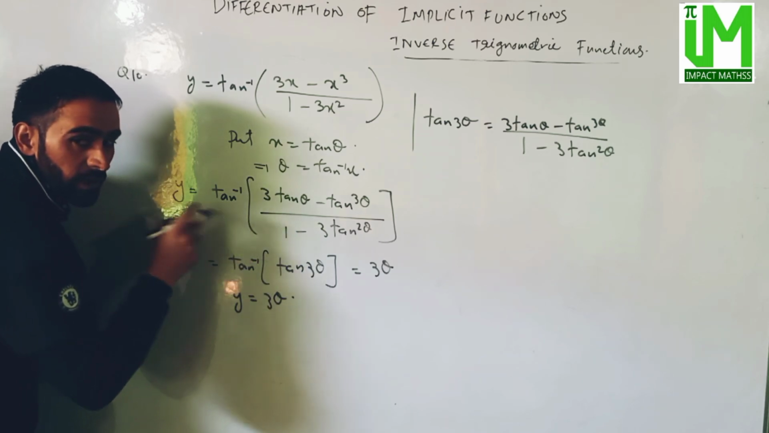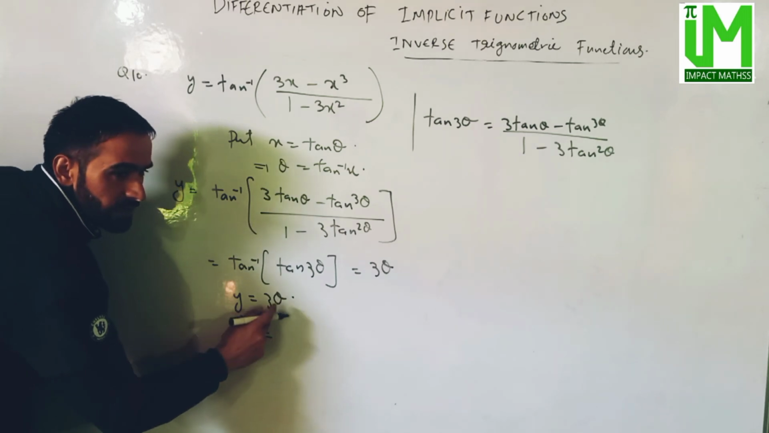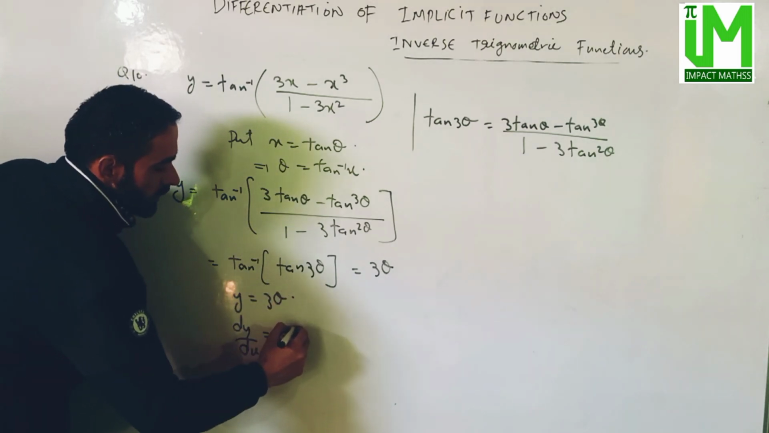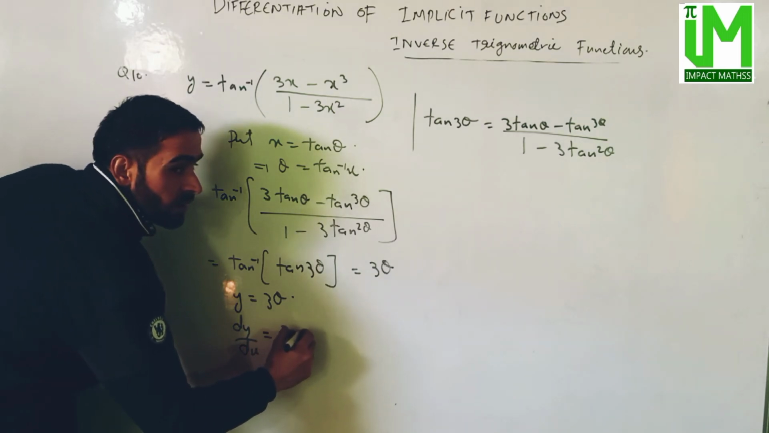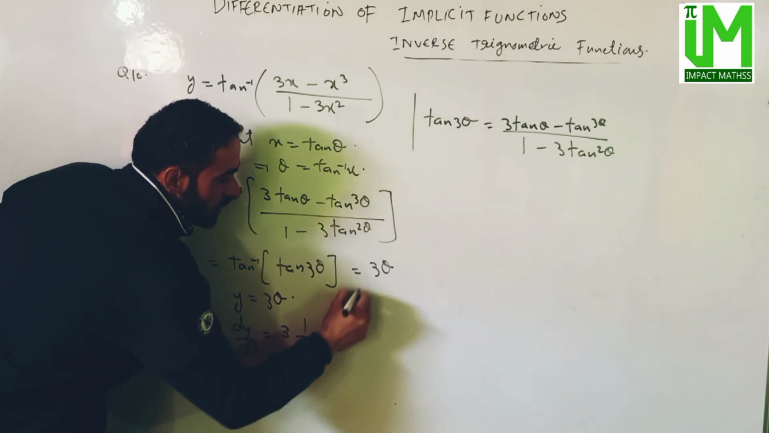Differentiate again now. So dy by dx is equal to 3, which is a constant, times the derivative of theta. Theta is equal to tan inverse x, so the differentiation of tan inverse x gives 1 divided by 1 plus x square.